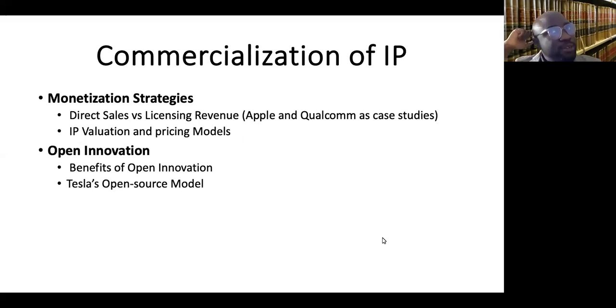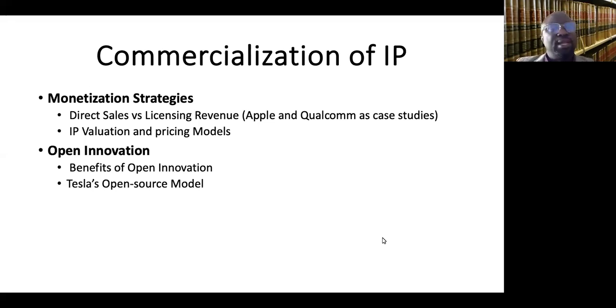Lastly, I'll touch on commercialization of IP and I'll focus on monetization strategies. Monetization strategies involve converting IP assets into revenue streams, and there are two common approaches. The first is direct sales versus licensing revenue. Direct sales involve selling products or services based on IP directly to customers, while licensing revenue is generated by licensing IP rights to third parties in exchange for royalties and fees.